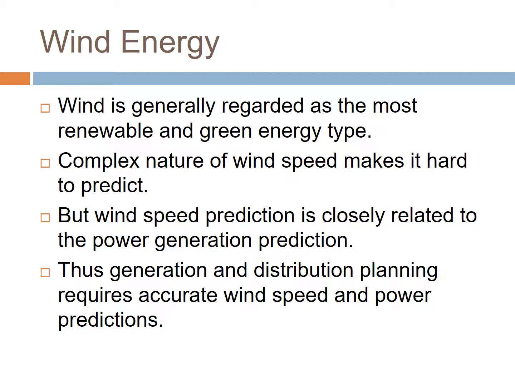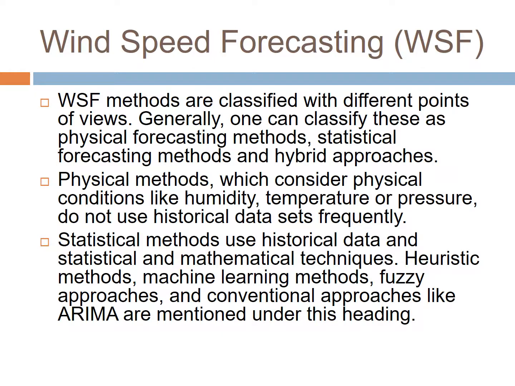Wind speed prediction is closely related to the power generation prediction. So generation and distribution planning requires accurate wind speed and power predictions. We can say that we need accurate wind speed and therefore power predictions.